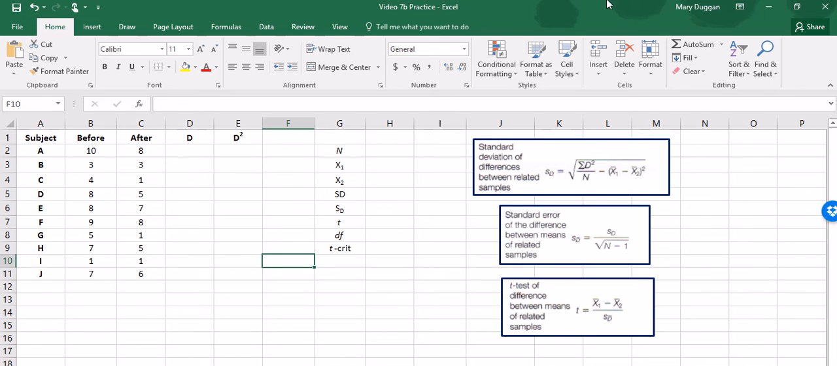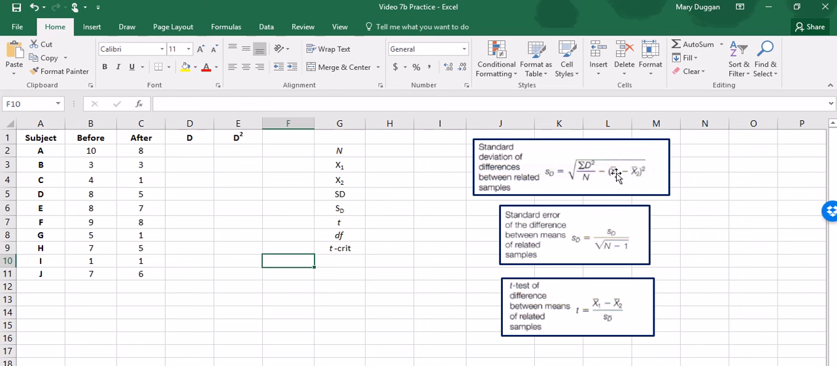So as we look at the formula for the standard deviation of differences between related samples, I see that we need to have the square root of the sum of the difference scores squared over n, minus the mean of 1 minus the second mean, squared. Easy for me to say, right?